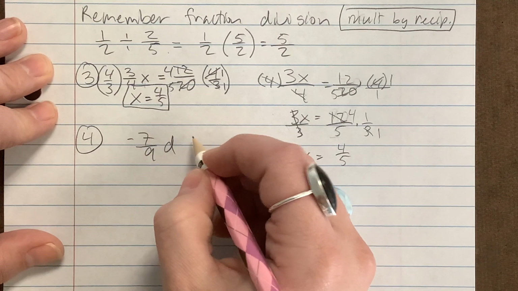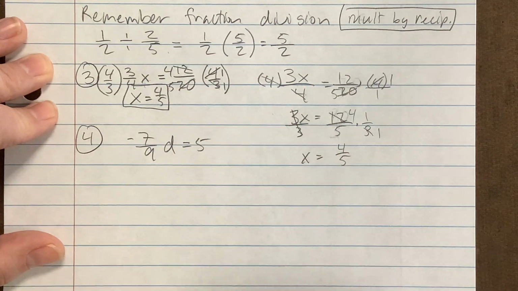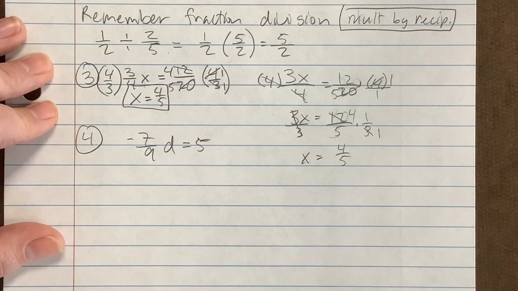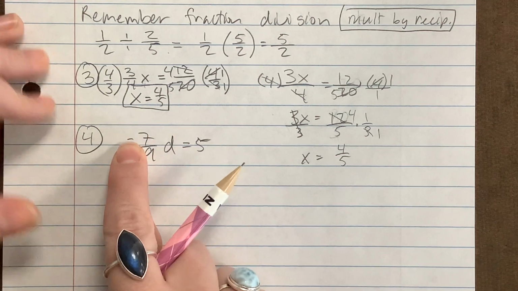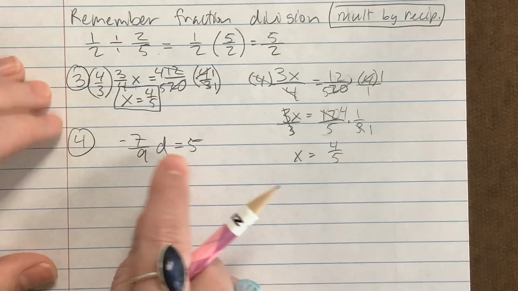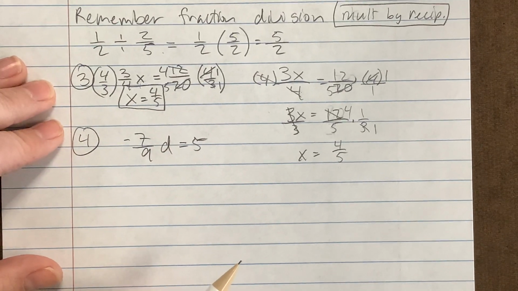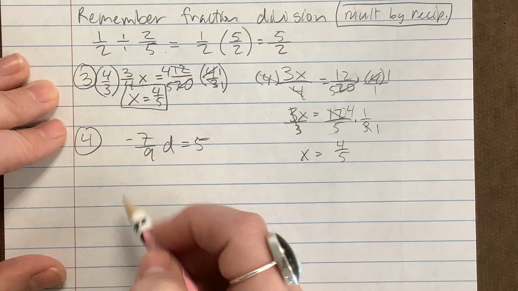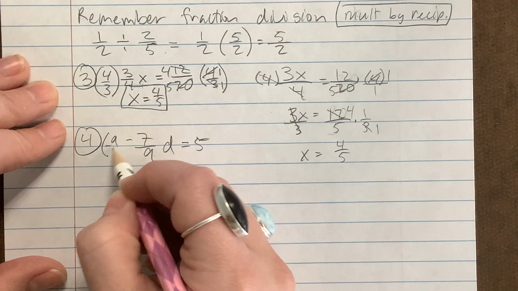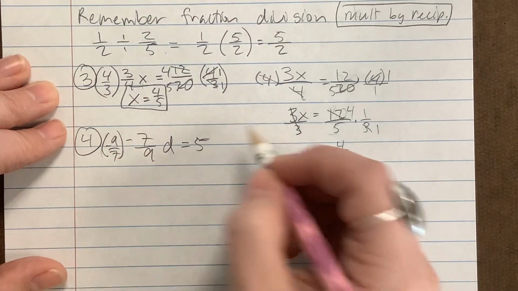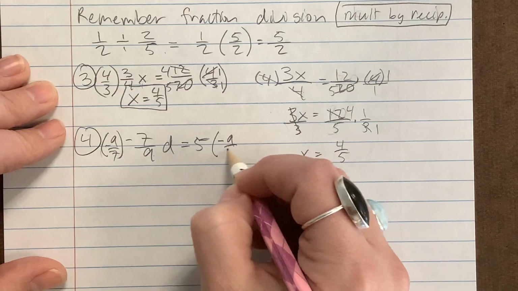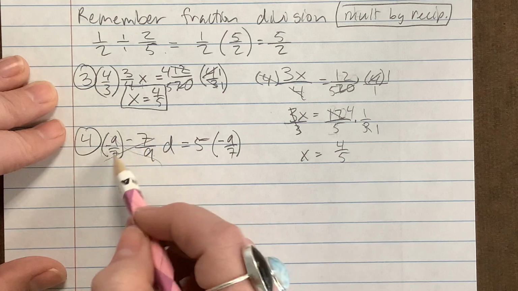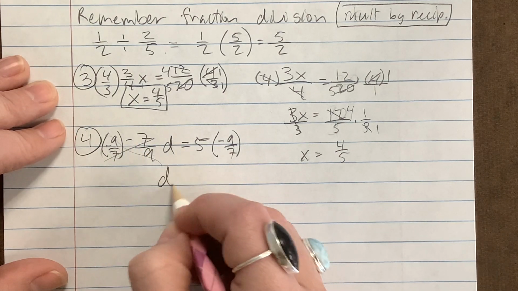-7/9 d equals 5. Okay, so right now this is not a subtract, that's a negative. We're multiplying by -7/9. So to undo multiplication, we'll divide, but dividing for fractions is the same thing as multiplying by the reciprocal. So we flip it and multiply. Don't forget your negative. Okay, and you can see that 9 goes into 9, 7 goes into 7, it all turns into 1, so we just have our d.